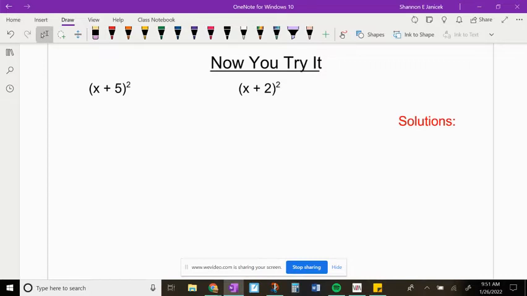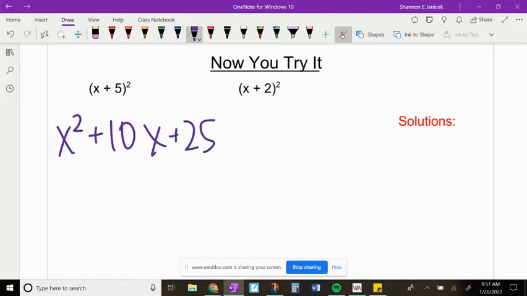I'll give you guys a second to try these two examples. Maybe press pause and then come back. Yeah, press pause and try it. Did you do it? Did you press pause? All right, cool. Hopefully you pressed pause. You should get x squared plus 10x plus 25 over here, and x squared plus 4x plus 4 over here.